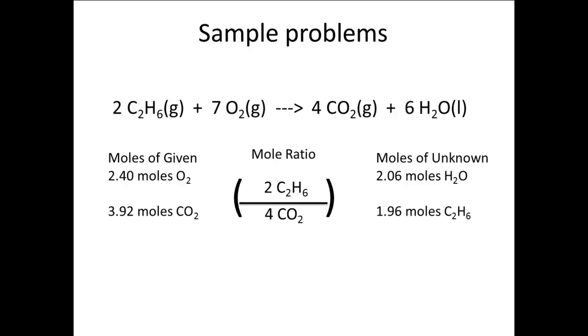The third problem is, if 5.18 moles of H2O are produced, how many moles of O2 are used? Pause the video and do the calculation. The mole ratio should be 7O2 over 6H2O, and the answer to the correct number of sig figs should be 6.04 moles of O2.